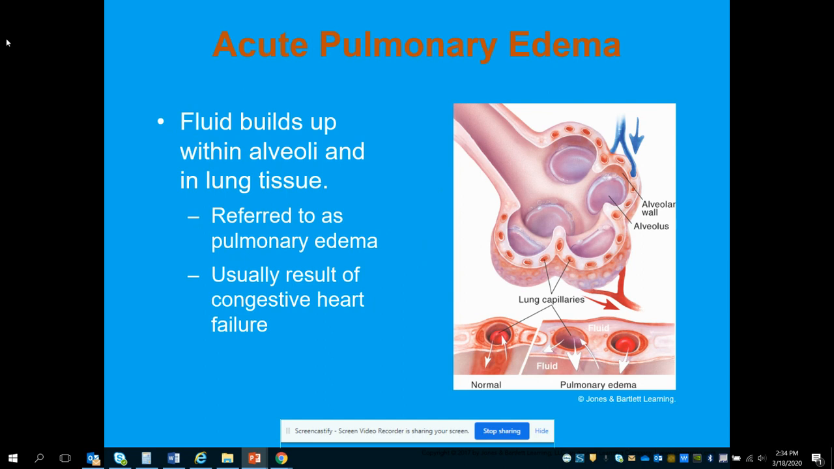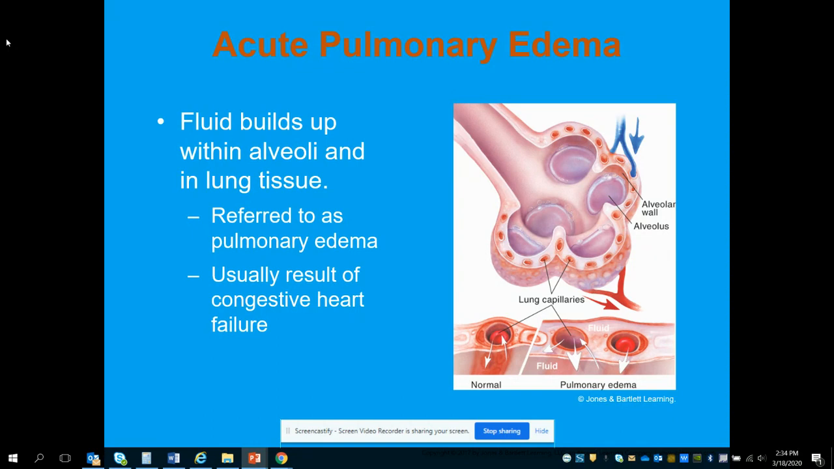Now let's look at acute pulmonary edema. This is when fluid builds up within the alveoli and inside of the lung tissue and is usually the result of congestive heart failure. We can also see this in cardiogenic shock in the days following damage to the heart, like a heart attack, where this fluid will begin to build up.